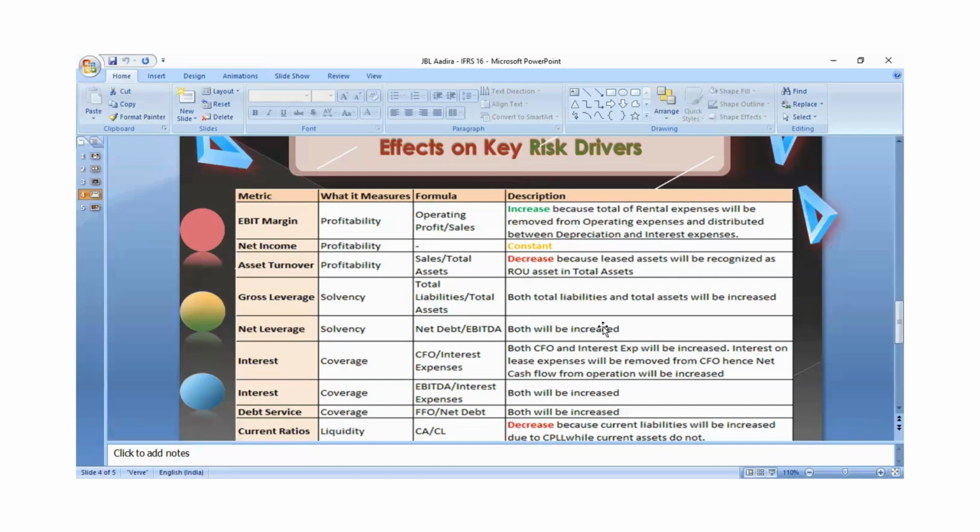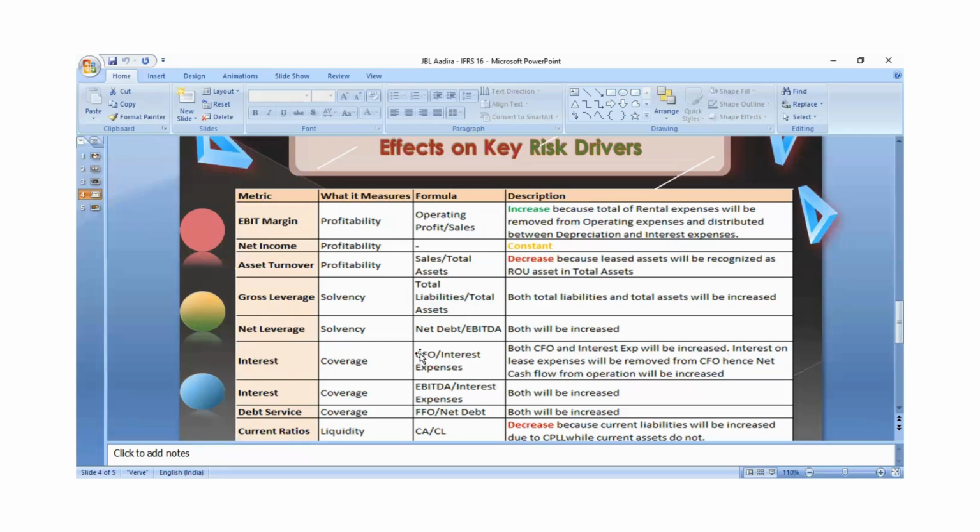Total liability will also be increased because of the right of use asset. In my previous session I explained that the loan will be added, and similarly a right of use asset will also be added to the balance sheet asset side. It means that total asset equals total liability. The balance sheet would be reconciled. It means that there will be no impact.